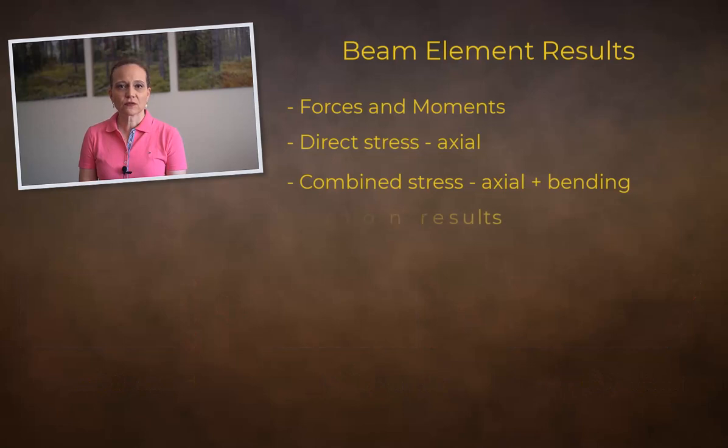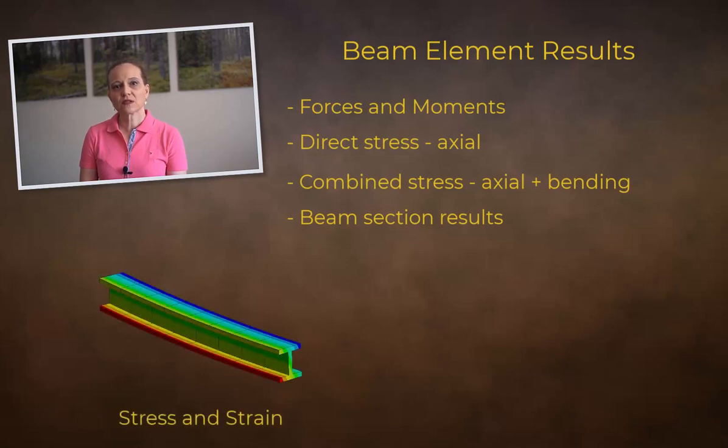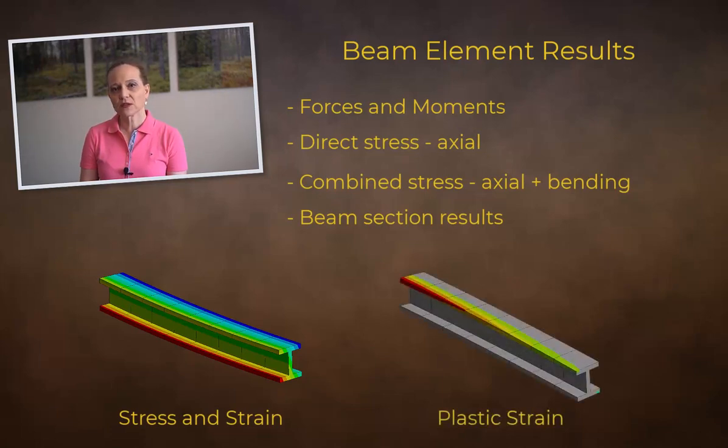The beam section results are also available, which enables us to visualize the stresses and strains using the same results quantities as with the other element topologies such as shells and solids. Keep in mind these quantities are in the element coordinate system as previously mentioned. As a side note, these beam section results allow us to visualize more advanced quantities such as nonlinear results like plastic strain, for example.